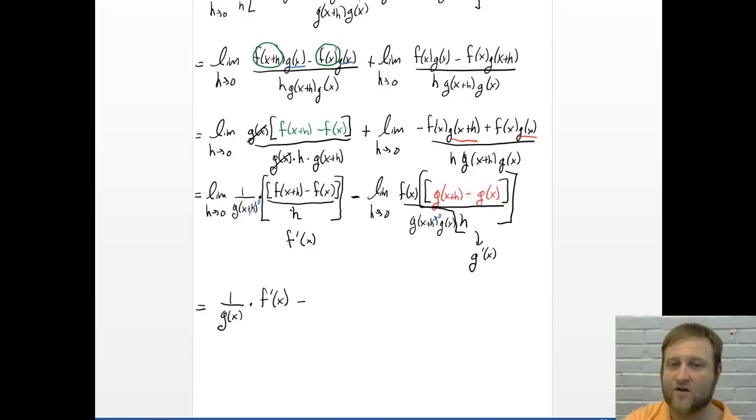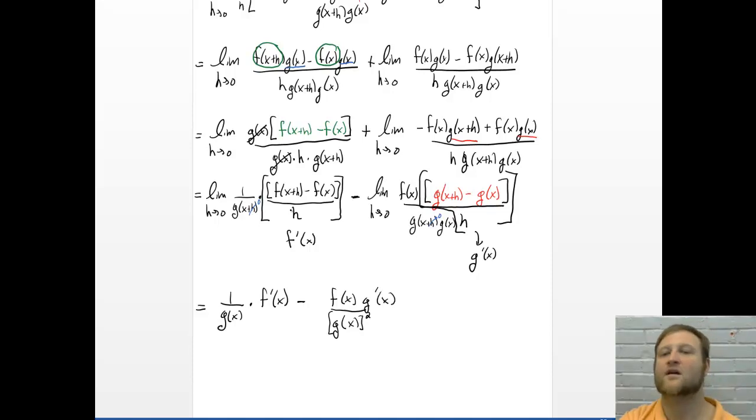We are going to subtract out this next portion. We have an f of x still on top. On the bottom, as h approaches 0, we're going to have g of x times g of x, which gives us g of x quantity squared, because we have 2 g of x's. And over here, this portion all went to g prime of x. So hopefully now we're seeing how the derivative of our function that we called h of x at the beginning is formulating this quotient rule.